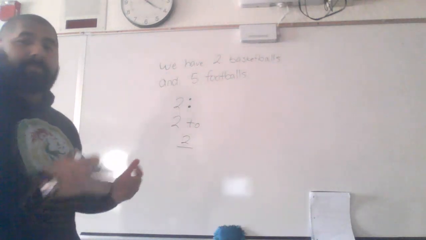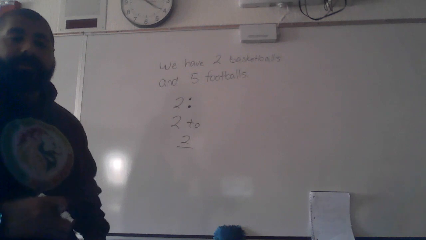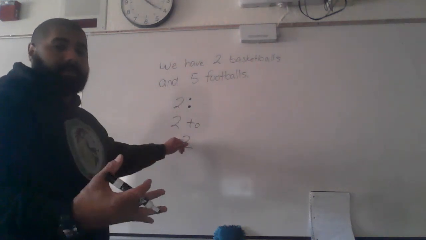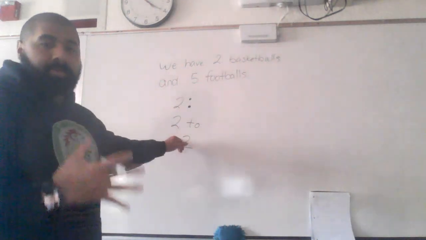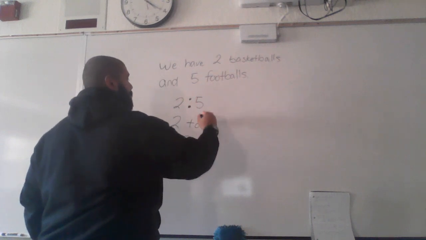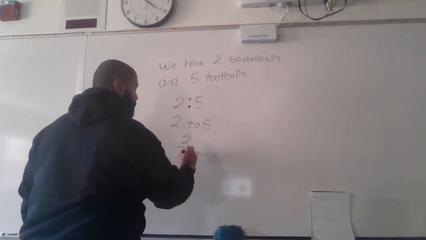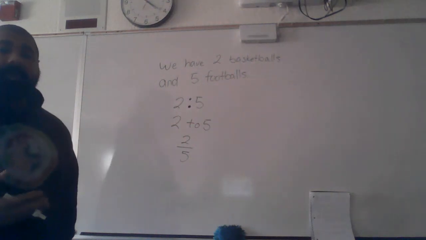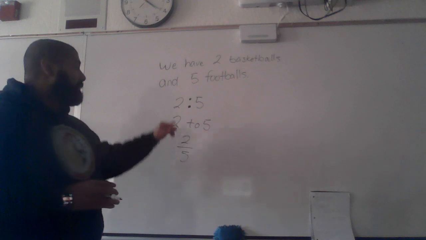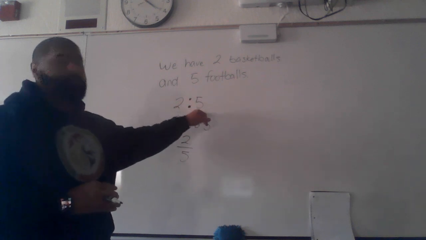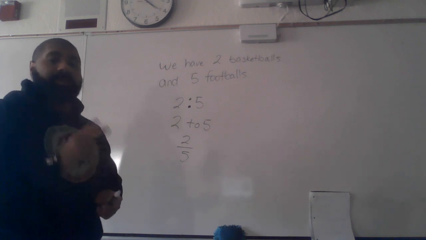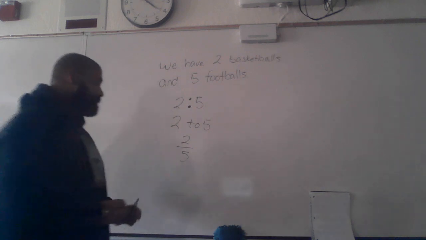So what is our ratio from basketballs to footballs? Well, we have 2 basketballs as we wrote in these spots, and the next open spot needs to be how many footballs we have. So we know that we have 5 footballs, okay? So we take 5, we put it here, and now we can look at what we've written, and it shows us that we have 2 basketballs to 5 footballs. A ratio of basketballs to footballs is 2 to 5. Okay?